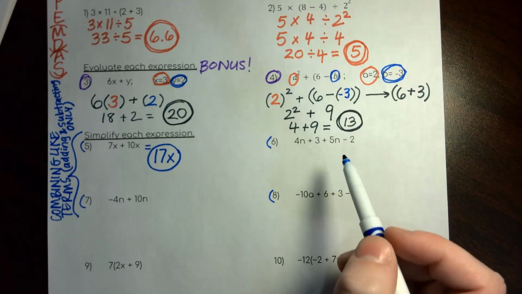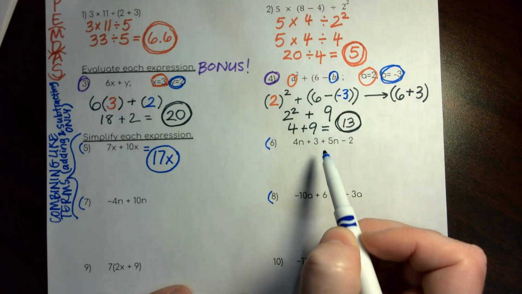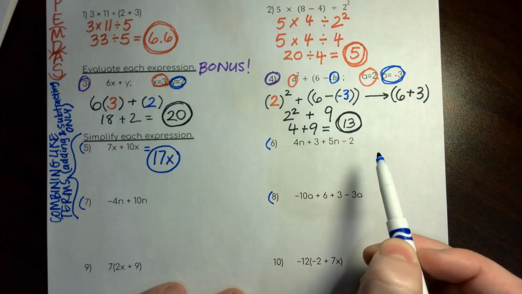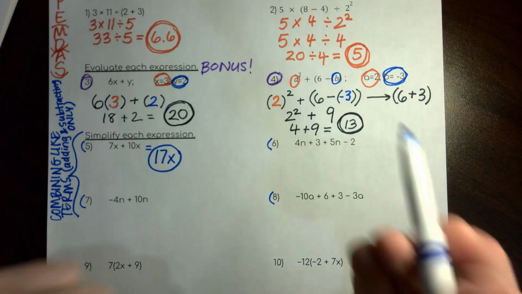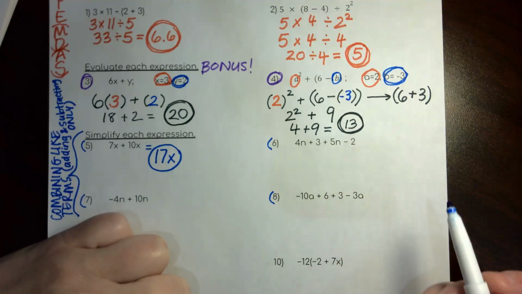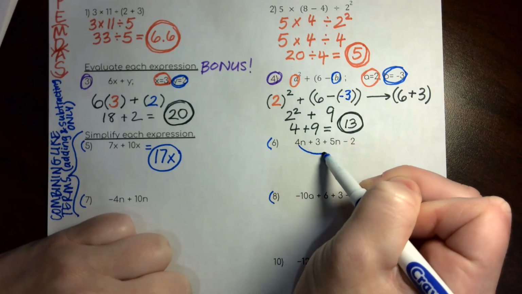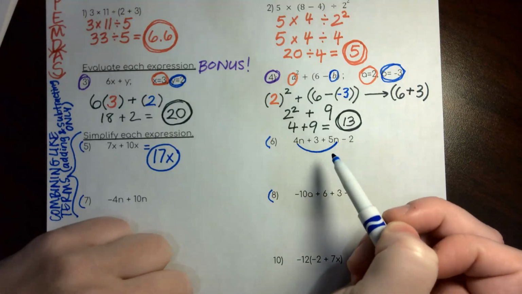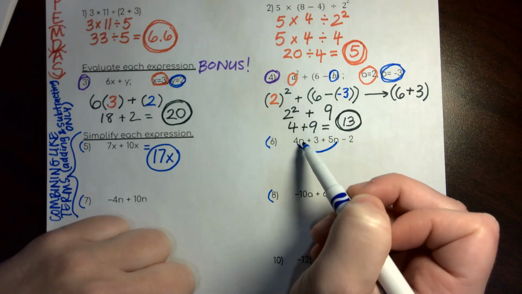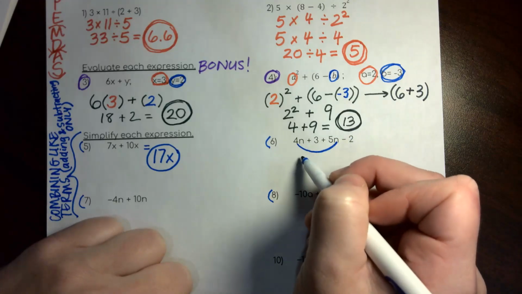How about number 6? We have 4n plus 3 plus 5n minus 2. Yeah, 4n and 5n are going to go together. So you could either do the bubble method, or we could do what we've kind of moved to, where we connect lines to our like terms so that we know these two go together. So I'll go ahead and put those together. 4n plus 5n is what? 9n.